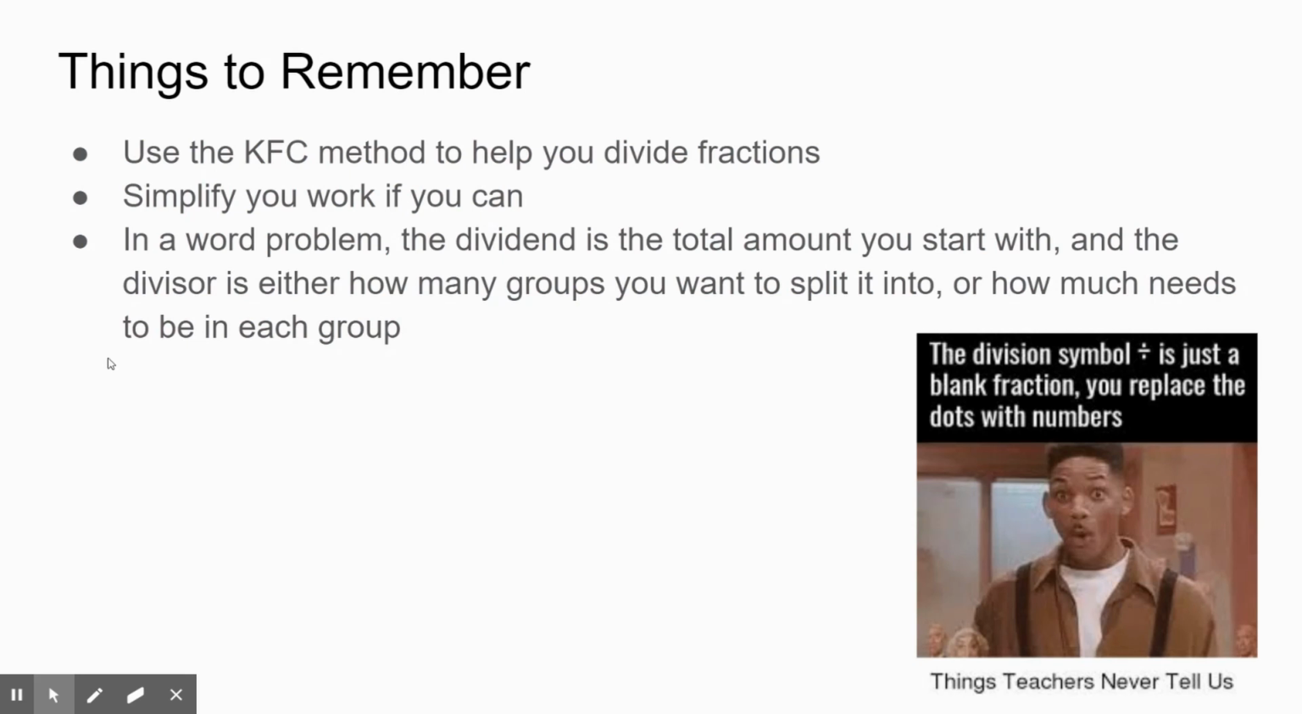So things to remember then. Use the KFC method to help you divide fractions. That's keep, flip, change. You keep the dividend, you flip, you find the reciprocal of your divisor, and you change your operation to multiplication. Simplify your work if you can. You won't always be able to simplify it, but if you can, simplify it. And finally, in a word problem, the dividend is the total amount you start with, and the divisor is either how many groups you want to split it into, or how much needs to be in each group. It depends on the context.